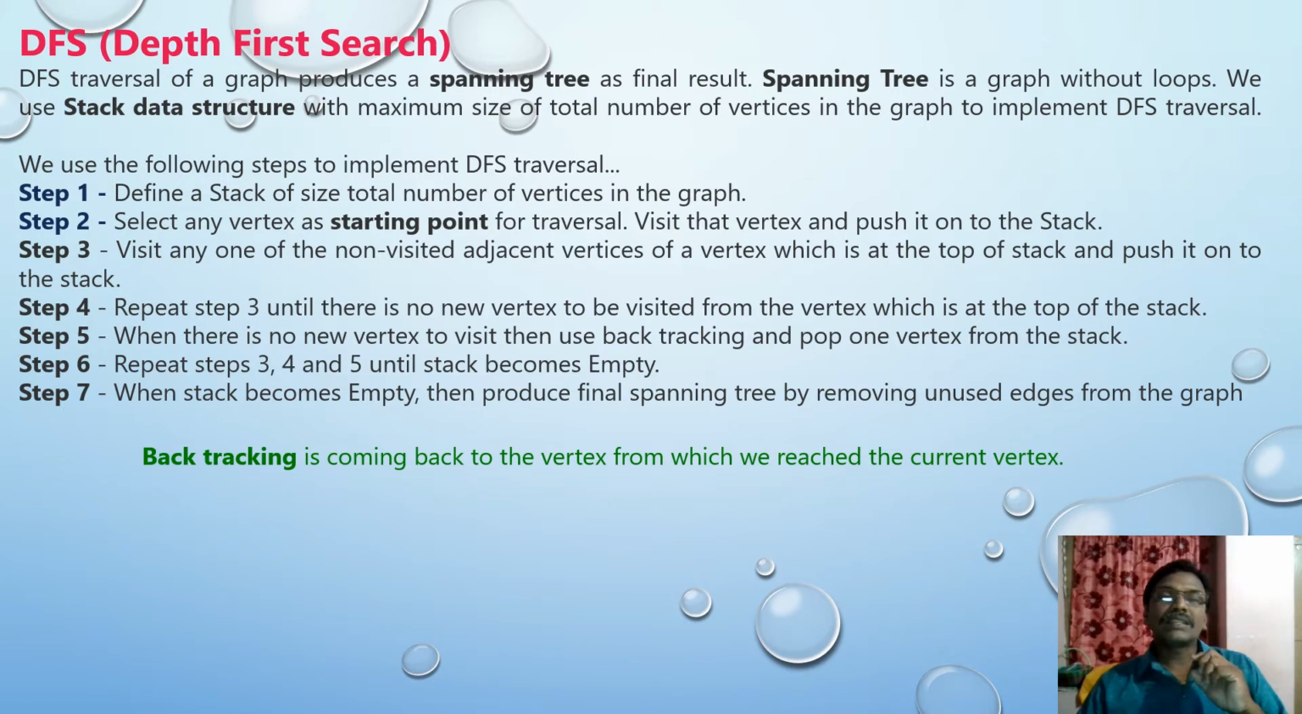And step 5, when there is no new vertex to visit, then use backtracking and pop one vertex from the stack. Backtracking means nothing but going to the previously visited vertex. At that time, the present top value is popped. Step 6, repeat steps 3, 4 and 5 until the stack becomes empty. Finally, when the stack becomes empty, produce the final spanning tree by removing unused edges from the graph. It means after completing the visiting, the stack is empty.